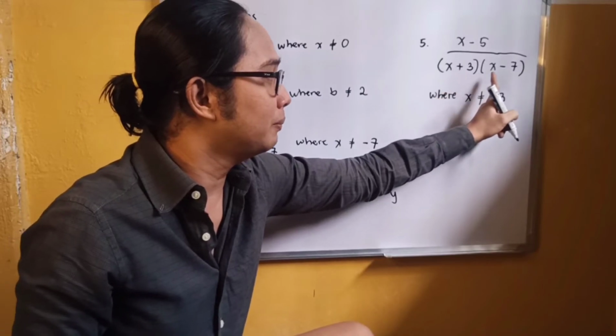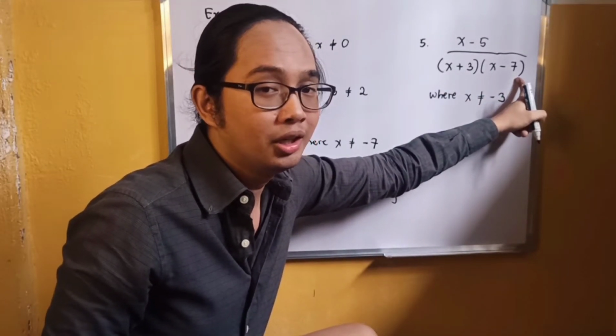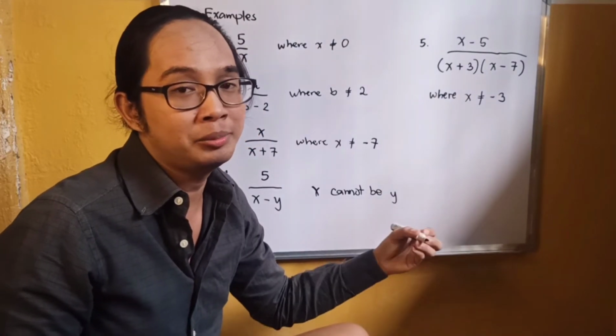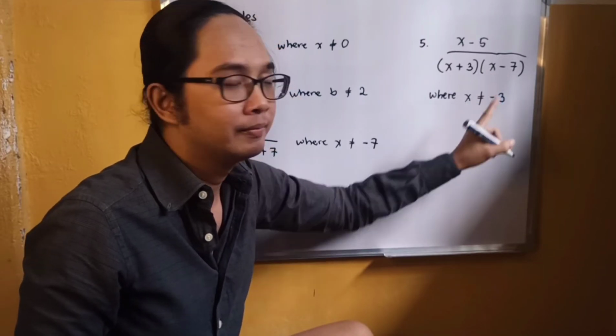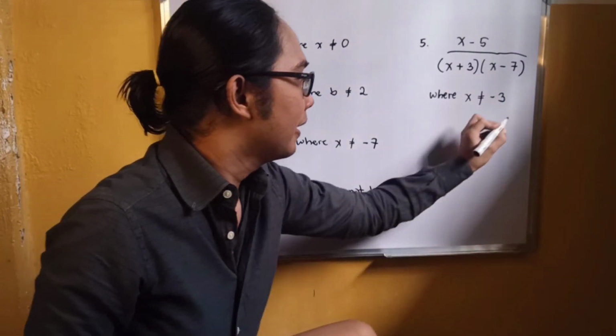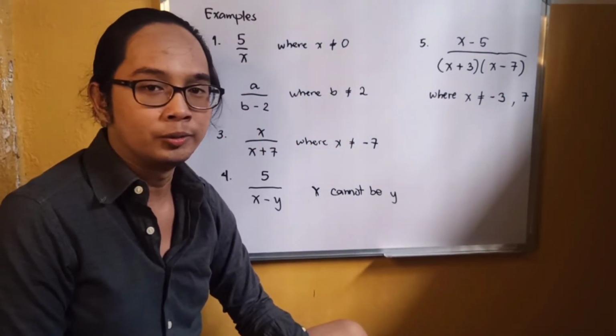And 0 multiplying by this quantity of x minus 7, it will become 0. Any number multiplied by 0 is 0. How about this one? Bawal naman siya maging positive 7. So, dalawa yung ating restricted values dito.